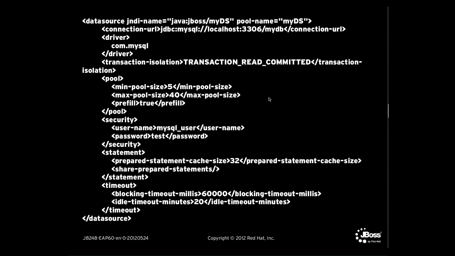Here is an example data source. It's using MySQL and has a JNDI name of java:/jboss/MyDS. It's designed to use a module, so the driver is simply the module name, in this case com.mysql. Note that we've set some details of the pool size and set the prefill to true.